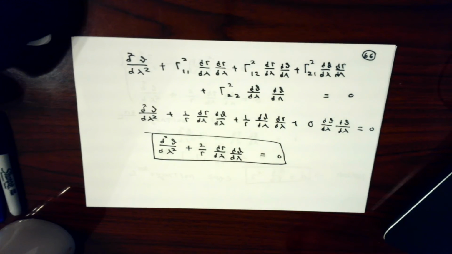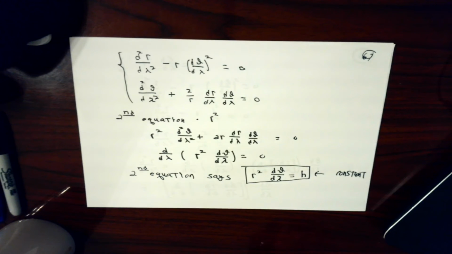Writing out the corresponding equation for theta and putting in the fact that I know all the non-zero Christoffel symbols, it turns out that the second derivative of theta with respect to lambda plus 2 over r times dr d lambda times d theta d lambda is the other geodesic differential equation.